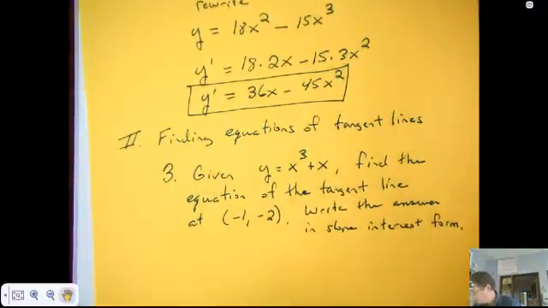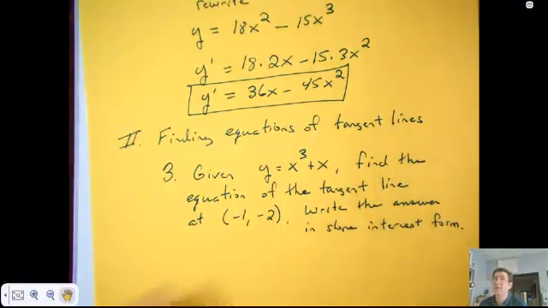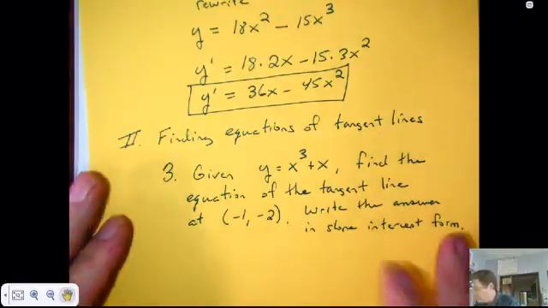Okay, so to find the equation of the tangent line, what do I need to have? I have the point, right? And I need the slope, right? And to find slope, I need to find the derivative, right? Because the derivative gives me the slope. So, we first find the derivative.